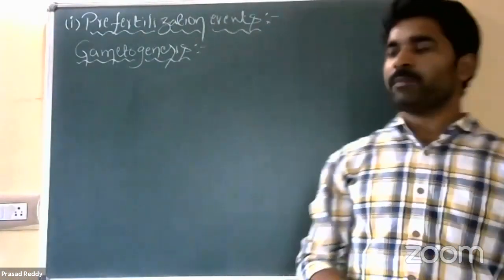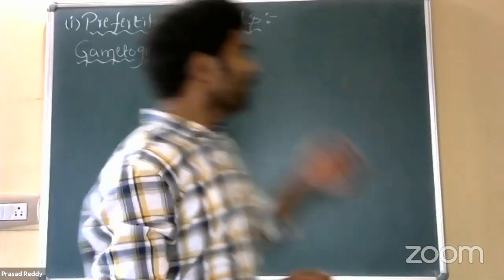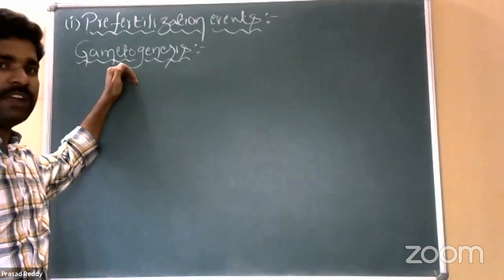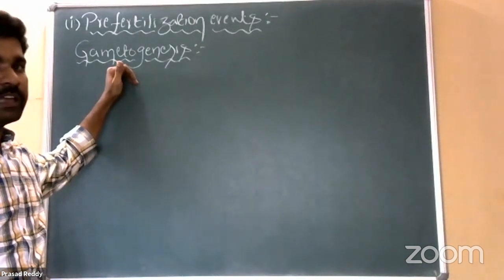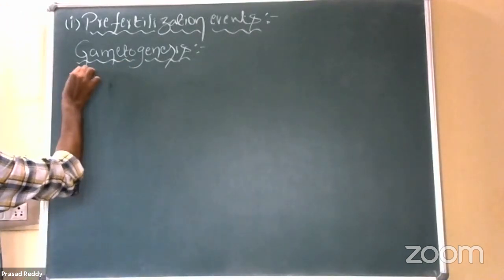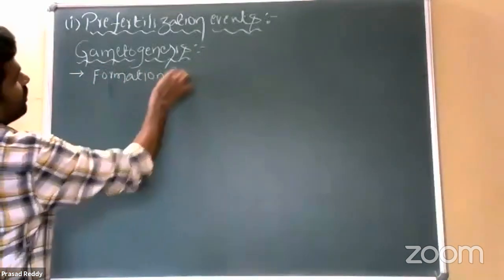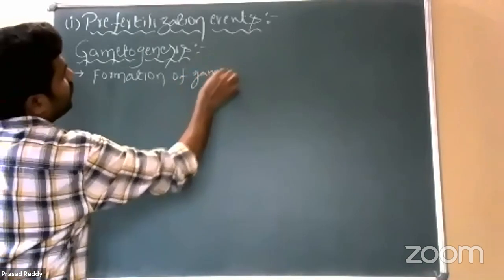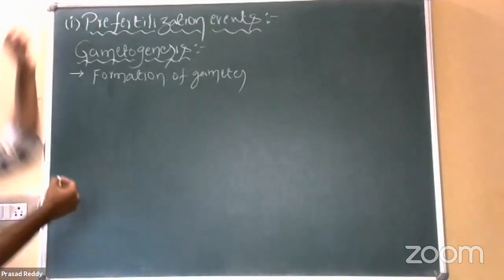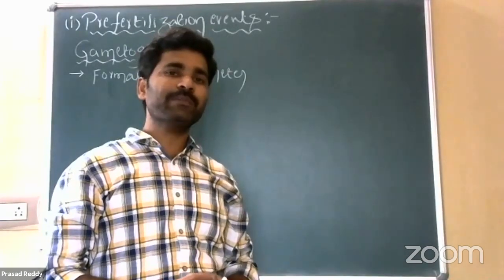Gamete means either male gamete or female gamete, whatever it may be. Genesis means formation or birth. So formation of male and female gametes from the male and female reproductive organs is called gametogenesis. In some plants, like lower plants, some algal members produce the same kind of gametes, structurally the same.